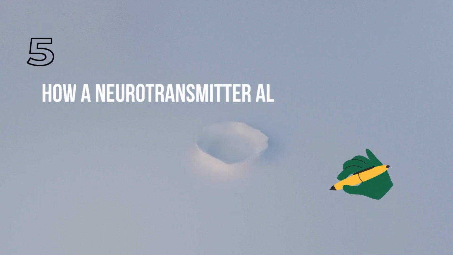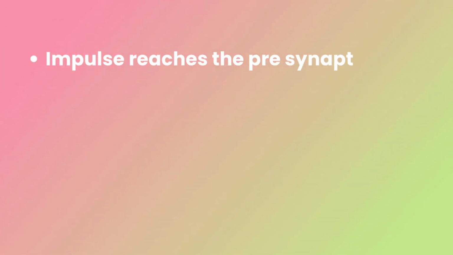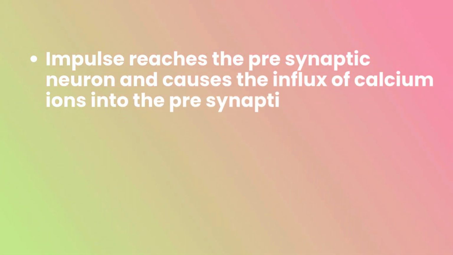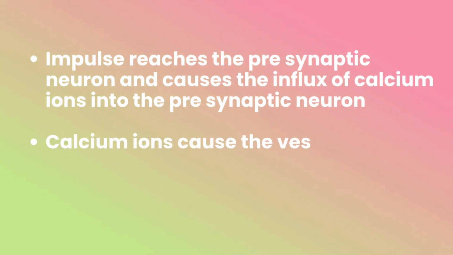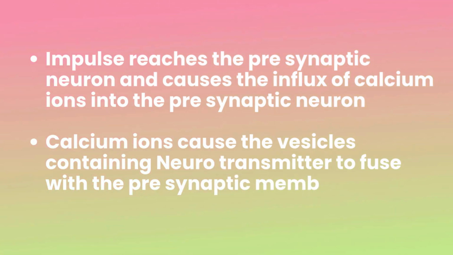Question 5. How a neurotransmitter allows an impulse to be transferred to an adjacent neuron. Impulse reaches the presynaptic neuron and causes the influx of calcium ions into the presynaptic neuron. Calcium ions cause the vesicles containing neurotransmitter to fuse with the presynaptic membrane.